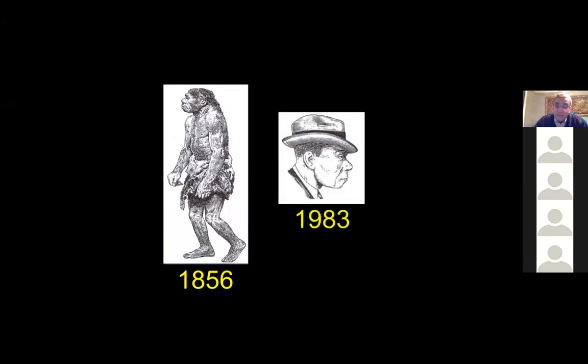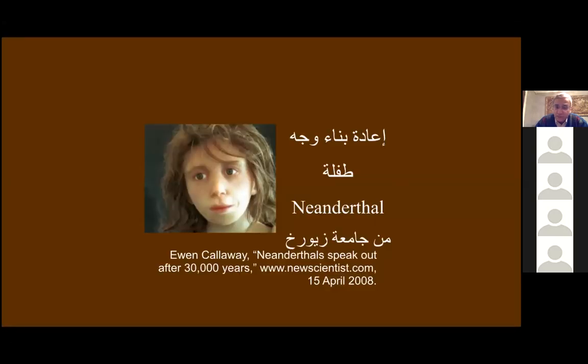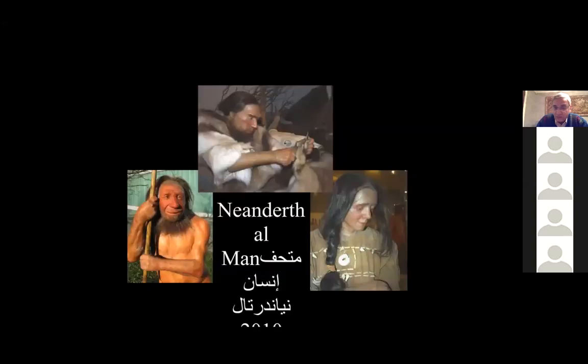And then in 1983, he was described like this. And there is a museum for Neanderthals in Germany. And they have these pictures of Neanderthal, and this is a Neanderthal as well, like anybody of us really walking the street. So this is in Zurich. They said this is the daughter of Neanderthal, and they are all human, 100% humans.